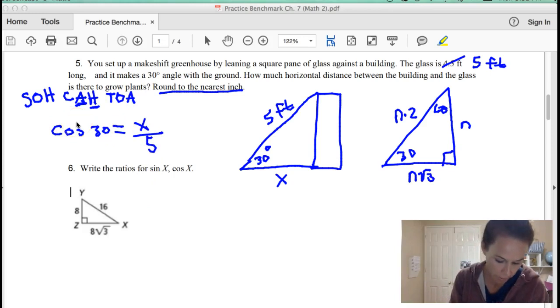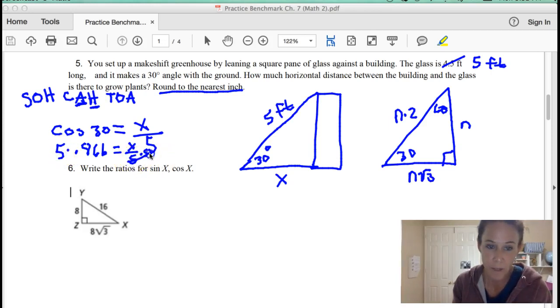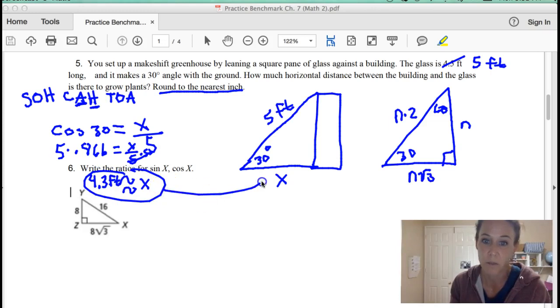Now here I need a calculator, and I'm going to plug in cosine of 30 degrees, and that's going to be 0.866. And then that's going to equal x over 5. And then I'm going to solve for x by multiplying both sides by 5. That gets rid of that 5, and I'm going to get an approximation. So I'm going to write it down here. X is approximately 4.3. And that's going to be in feet since I was dealing in feet. And there is my horizontal distance, 4.3 feet.